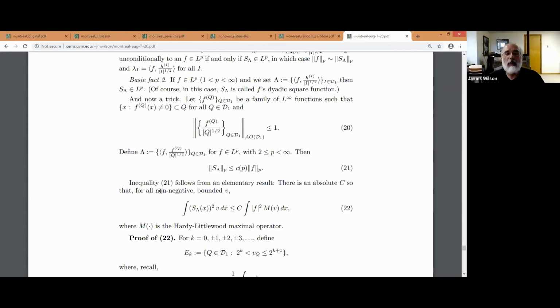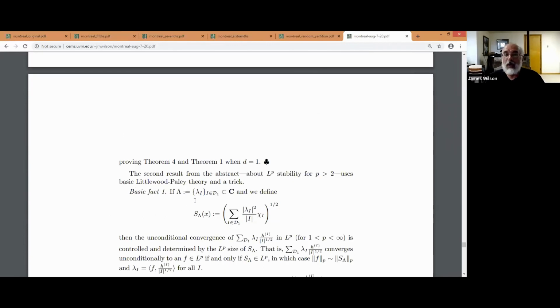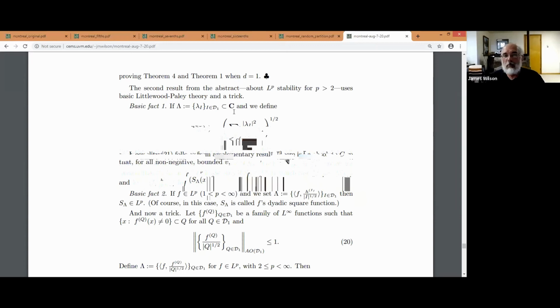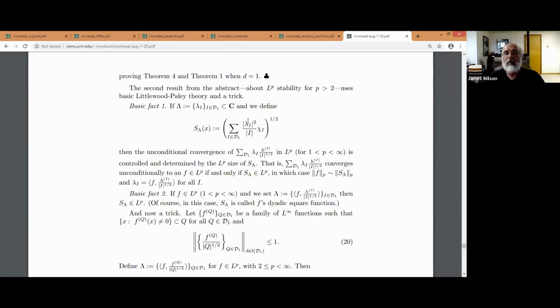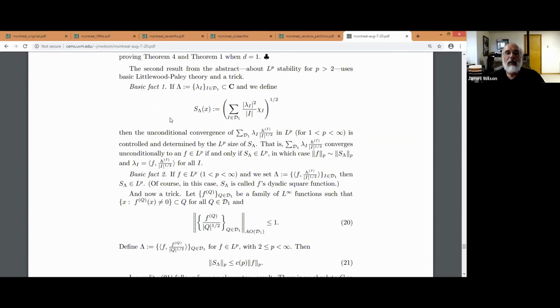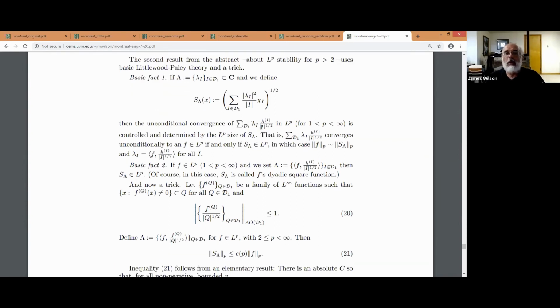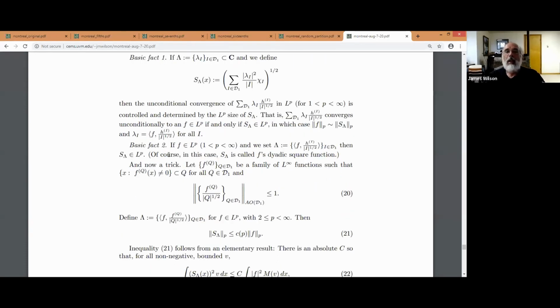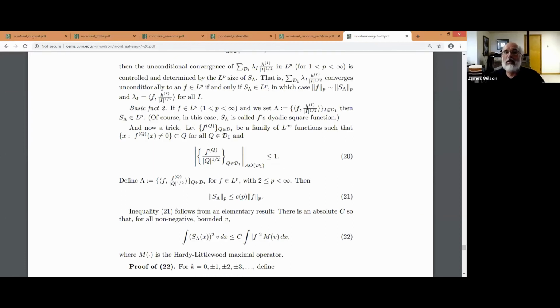So the second result, the LP stability, uses some basic Littlewood-Paley theory and a trick. So here's the basic fact. Suppose you have a bunch of numbers in C, and you define S lambda of x, the sum of chi_I lambda_I squared over measure of I, the good old square function, but now applied to these coefficients. Then of course this series will converge in LP, 1 < p < infinity, if and only if this thing is in LP. That's good old Littlewood-Paley theory. And of course the function you get and this function have basically the same LP norm, or a similar LP norm. And if f is in LP, and lambda is this thing, then this will be in LP.